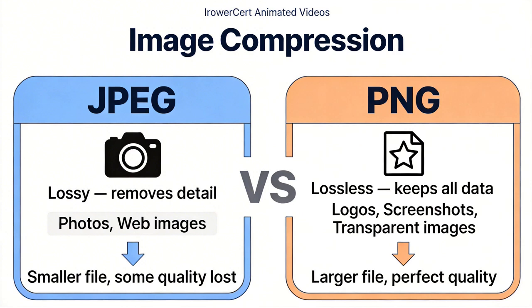PNG uses lossless compression. It never throws anything away. Instead, it finds patterns and encodes them cleverly. That's why PNGs are bigger than JPEGs, but are perfect for logos, screenshots, and anything with sharp edges or text.